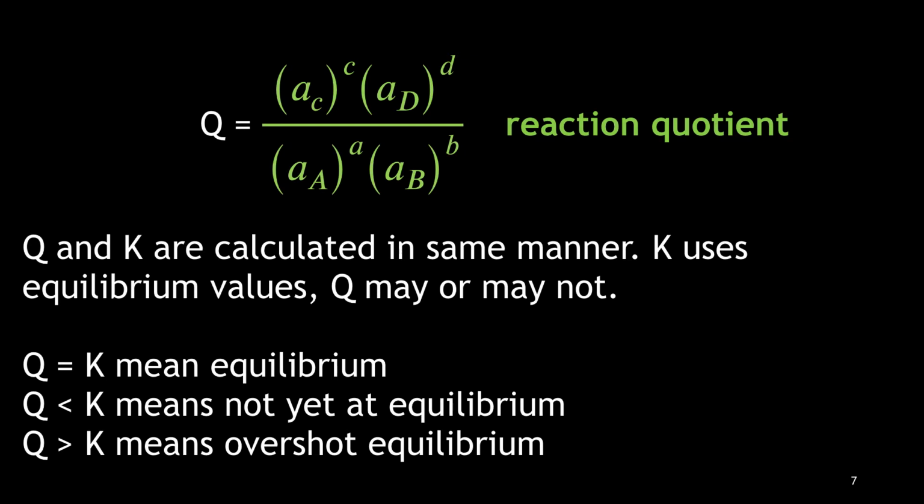If you find that Q equals K, then you have verified that the reaction is at equilibrium. If Q is less than K, the reaction needs to go forward to reach equilibrium. If Q is greater than K, the reaction has overshot the equilibrium point and needs to go backwards to get back to equilibrium.